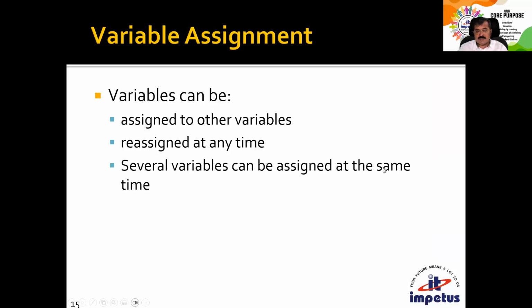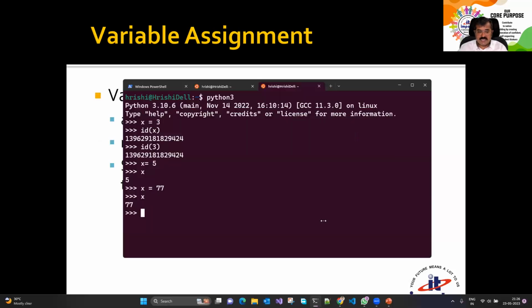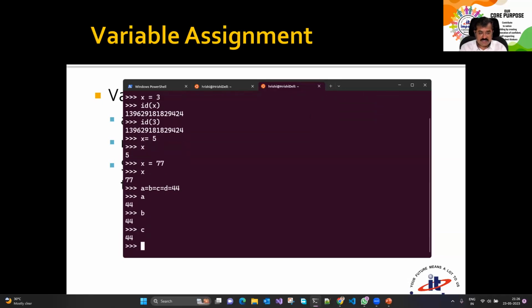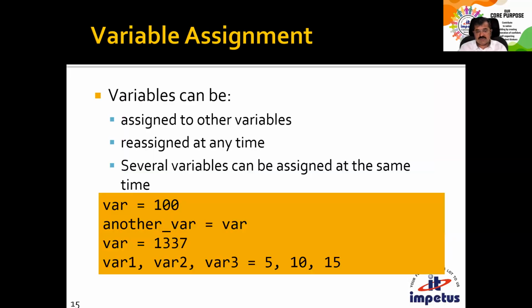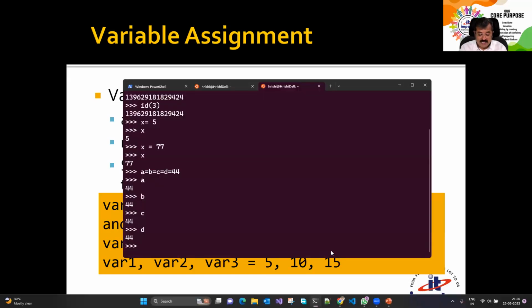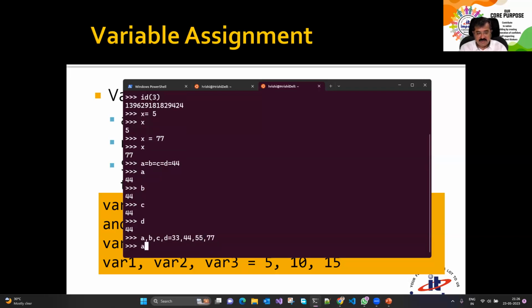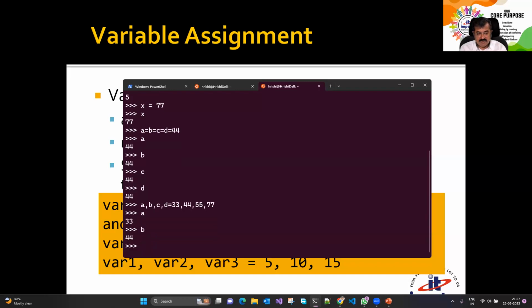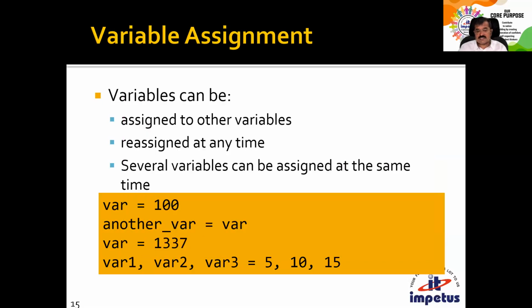Several variables can be assigned at the same time. I can write a statement saying A equal to B equal to C equal to D equal to 44. A का value 44, B का value 44, C का value 44, D का value 44. So more than one variable can be assigned at the same time, all of them having the same value. I can also say A, B, C, D is equal to 33, 44, 55, 77. So A का value now is 33, B is 44, C is 55, and D is 77. So more than one variable can be assigned at any time.